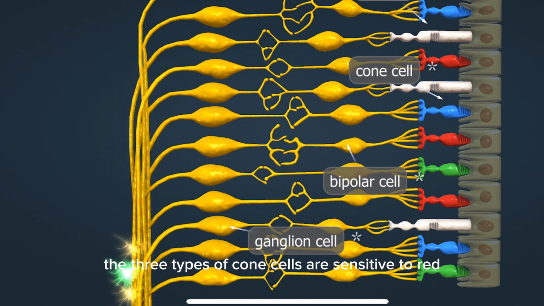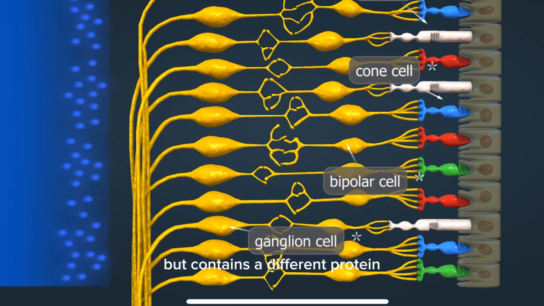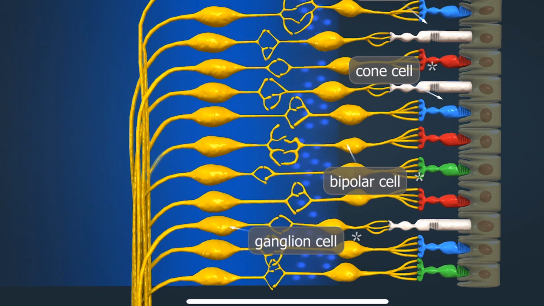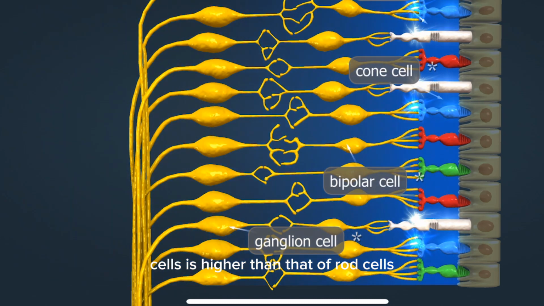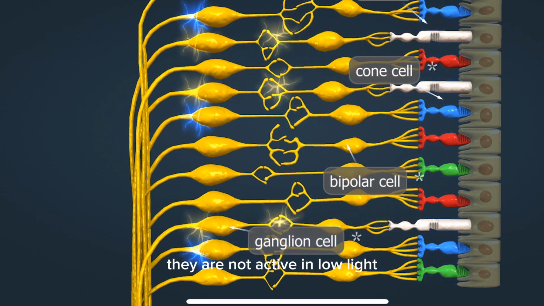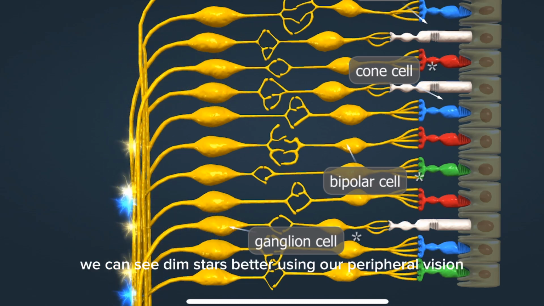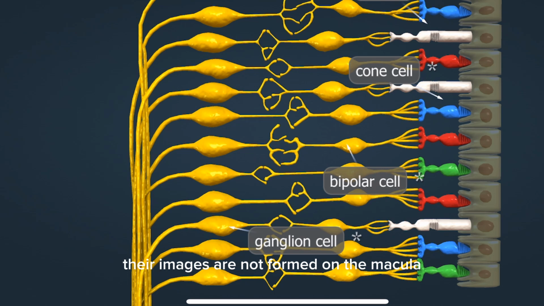The three types of cone cells are sensitive to red, green, or blue light. Their photosensitive pigment is iodopsin, which is similar to rhodopsin but contains a different protein. The stimulation threshold of cone cells is higher than that of rod cells. They are not active in low light. This is why we lose color vision at dusk. We can see dim stars better using our peripheral vision, because this way their images are not formed on the macula, but on areas richer in sensitive rod cells.